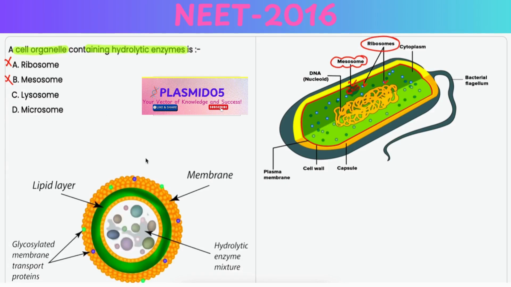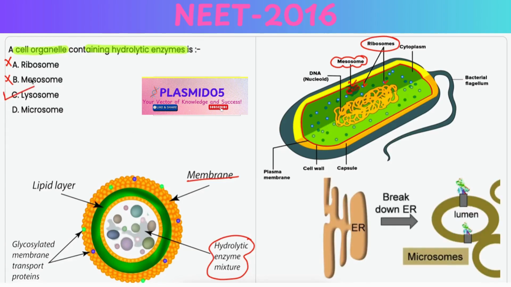Option C, lysosome. Now, lysosomes are membrane-bound organelles that contain hydrolytic enzymes. And these enzymes are responsible for breaking down biomolecules like proteins, lipids, carbohydrates, as well as cellular wastage and foreign materials. Hence, it is the correct option. Option D, microsome. It is also incorrect because microsomes are fragments of the endoplasmic reticulum and are involved in enzymatic activities like drug metabolism, but they do not contain hydrolytic enzyme.